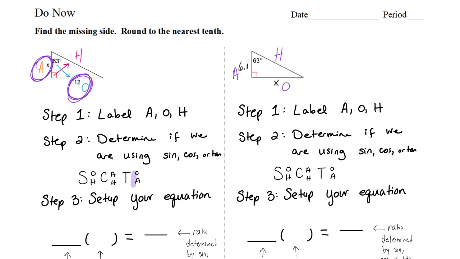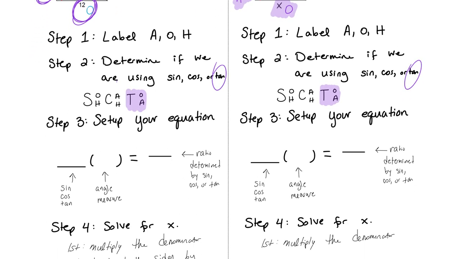I know about the adjacent and the opposite in this triangle. So if I look at my ratios, when I know about adjacent and opposite, that means that I will be using tangent. And that is also true for the second triangle. So here's my tangent. And then I can go ahead and set up those ratios.